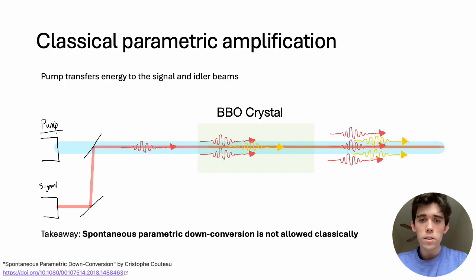As a way to gain intuition for what's happening in this process, let's first look at the process of classical parametric amplification. So this is a situation in which we might have a weak signal at a certain frequency and want to amplify it by using a pump at a different frequency. Now, what this BBO crystal, or any crystal with some strong nonlinear susceptibility, has an ability to do is to transfer energy between modes at different frequencies.